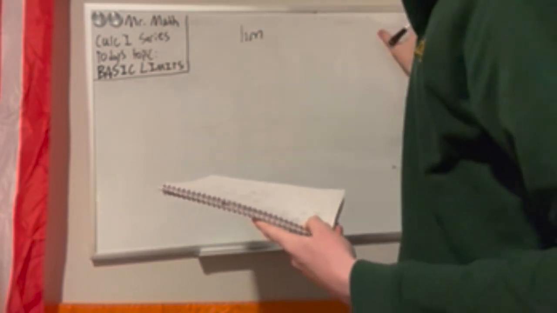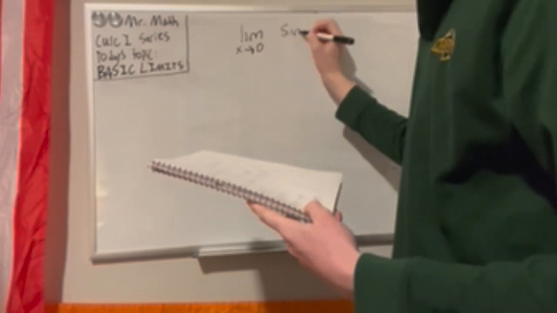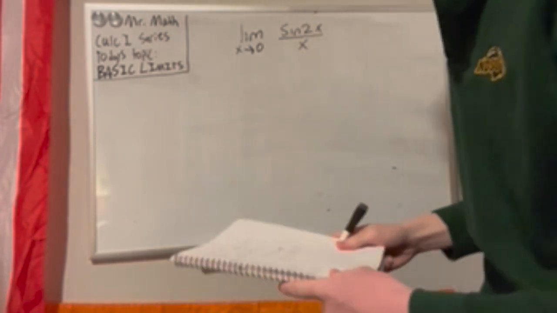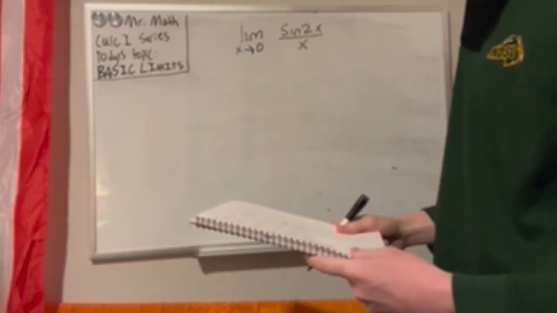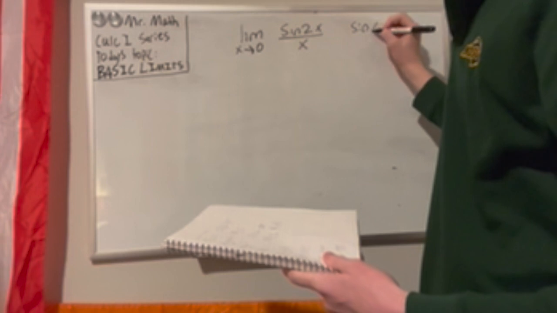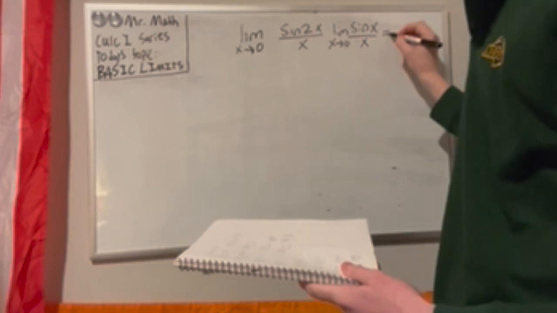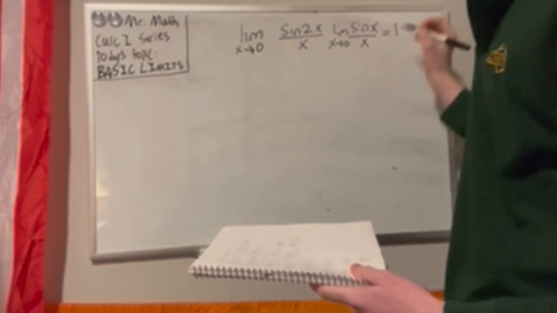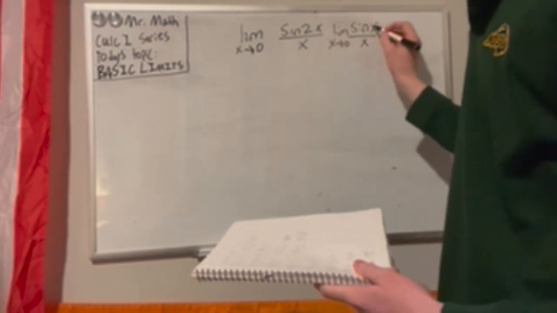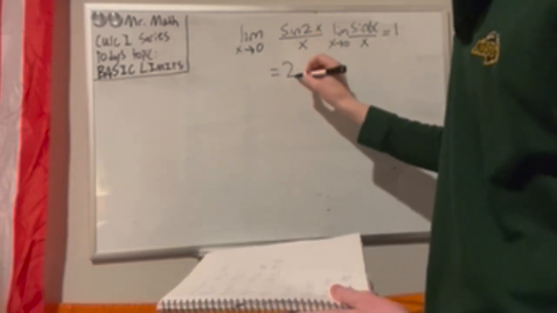We now have the limit as x approaches 0 of sine 2x over x. Now, once you get to other videos, you'll learn different methods to do this problem. But for now, we can only use the definition that the limit as x approaches 0 of sine x over x equals 1. In this case, the coefficient is 1, but in this case, the coefficient is 2, so our answer is simply 2.